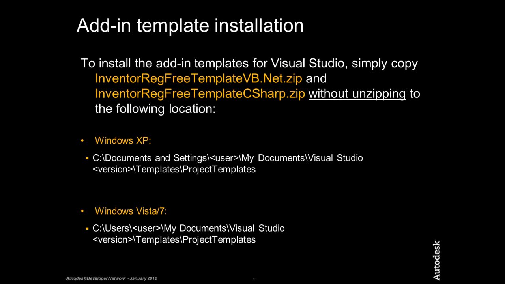Depending on whether you are running a Windows XP or a Windows 7 or Vista machine, those locations are slightly different. You don't need to unzip the file, you just need to place that file in those locations. And when running the new project window from Visual Studio, you will see that the add-in template is automatically available. So let me illustrate that through a demonstration of add-in creation.